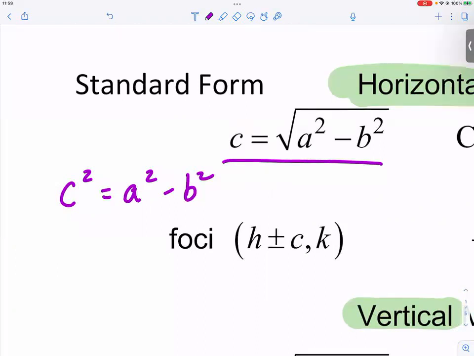So let's not relate this to a triangle. Let's not worry about this. Is it related to the Pythagorean theorem? No, let's not worry about this. Okay, for ellipses, C squared is equal to A squared minus B squared.